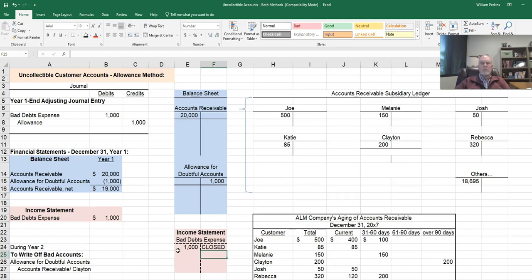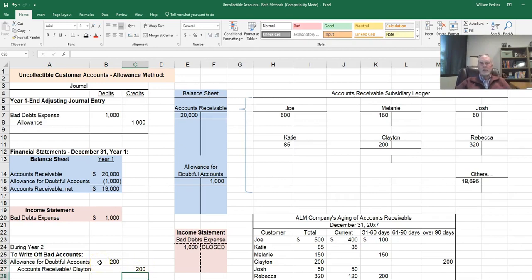Now we go into year two. Let's say that at some point during year two, we decide that Clayton is not going to pay us. That's just an uncollectible account. So we're going to write it off. Well, in the previous example, we wrote it off to bad debt expense, but under the allowance method, we've already recorded the expense. We're going to write it off against the estimate, the allowance. So the debit for $200 would go to the allowance account, and the credit to accounts receivable.